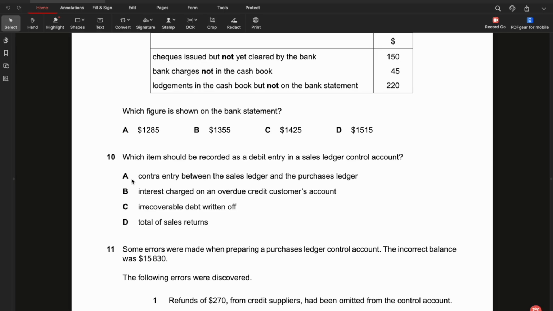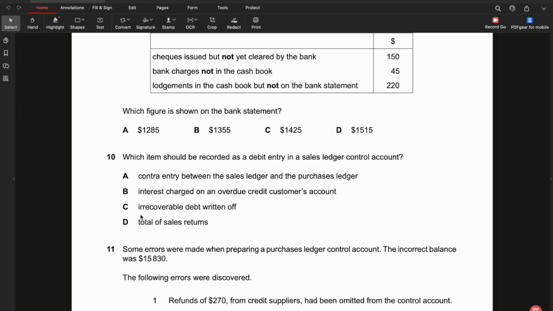First one, A, contra entry between the sales ledger and purchase ledger. A contra entry decreases the balance in both the sales ledger and purchase ledger, because it is an entry for a customer being your supplier as well. Number B, interest charge on an overdue customer's account. Now there's a customer whose account is overdue, so we are charging him or her interest on that. So this will increase the balance on trade receivable. So this will be the debit entry in the sales ledger control account. Your correct answer for 10 is B.